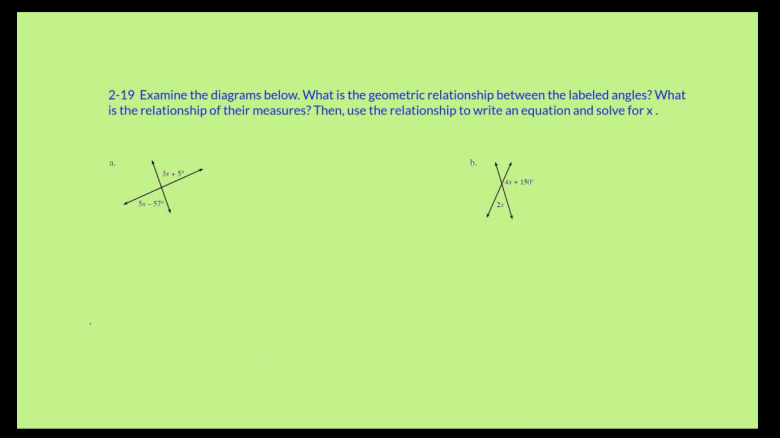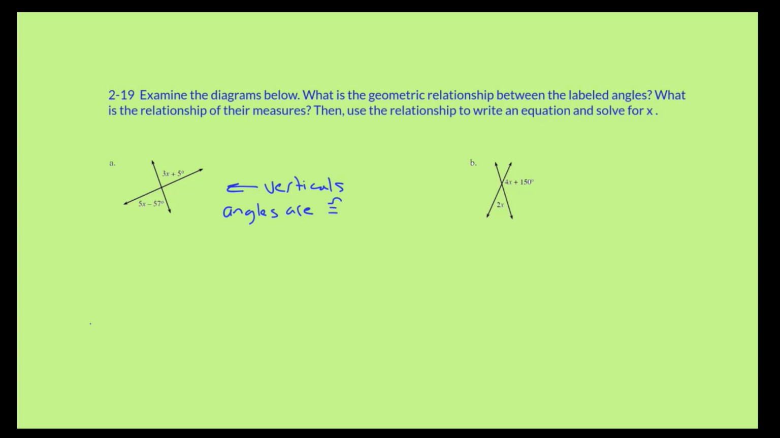Okay, on 2-19 it says examine the diagrams below. What's the geometric relationship between the labeled angles? What is the relationship of their measures? Then use that relationship to write an equation and solve for x. Well, part A, they are vertical angles, which means that the angles that are marked are congruent.